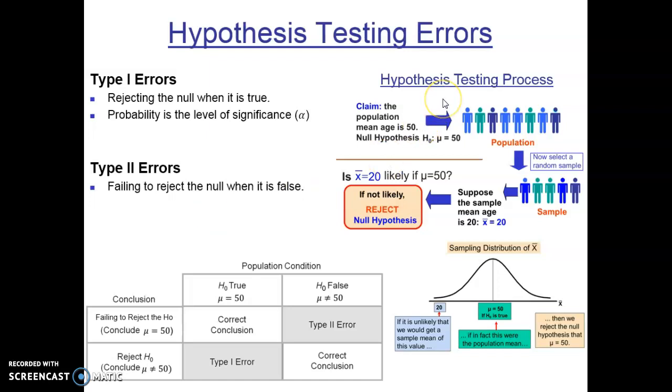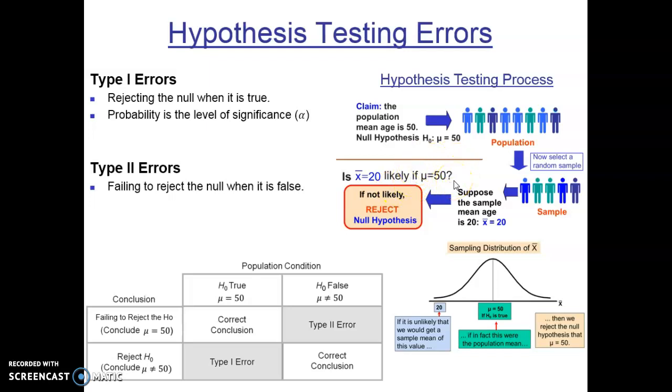For example, let's say we make a claim. The population mean age is 50. That becomes our null hypothesis. The mean is equal to 50. So this is the population that we then draw a sample from to test this claim. Let's say our sample mean is 20. Now, is a sample mean of 20 likely if the population mean is 50?